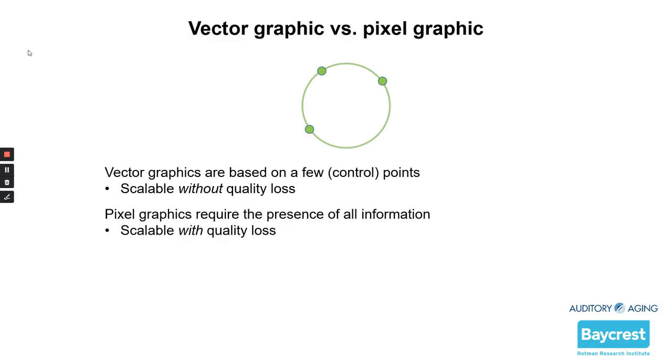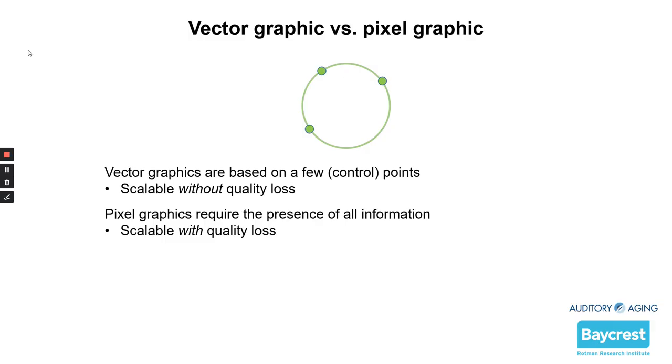They require that all the information is stored in the file, so the circle needs to be described in full. And pixel graphics are done in a way that the image is divided into really small squares, so-called pixels, and each pixel has a different specific color. And if the pixels are just small enough, you get a really nice image. So think about when you take a picture with your camera, that's also a pixel graphic. But the problem is if you want to zoom in or scale it up, it may not look as nice anymore. So when scaling, one gets some quality loss.